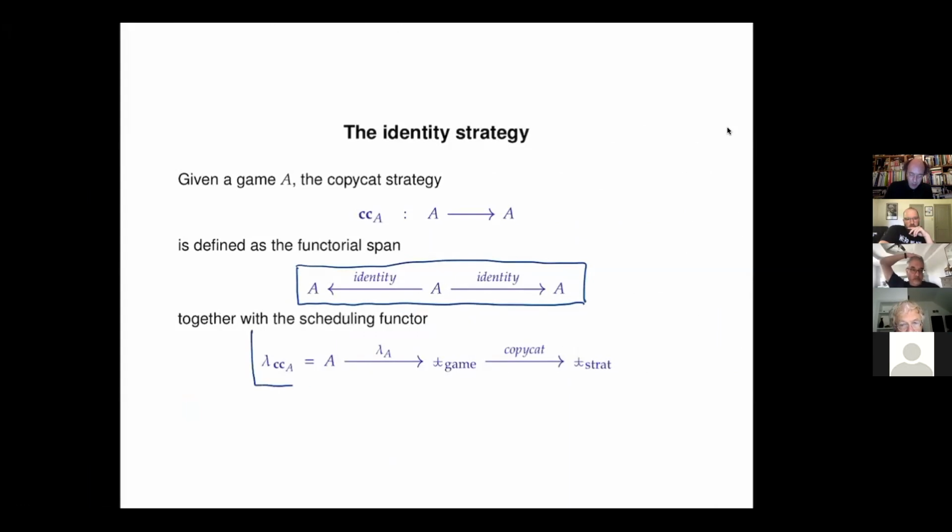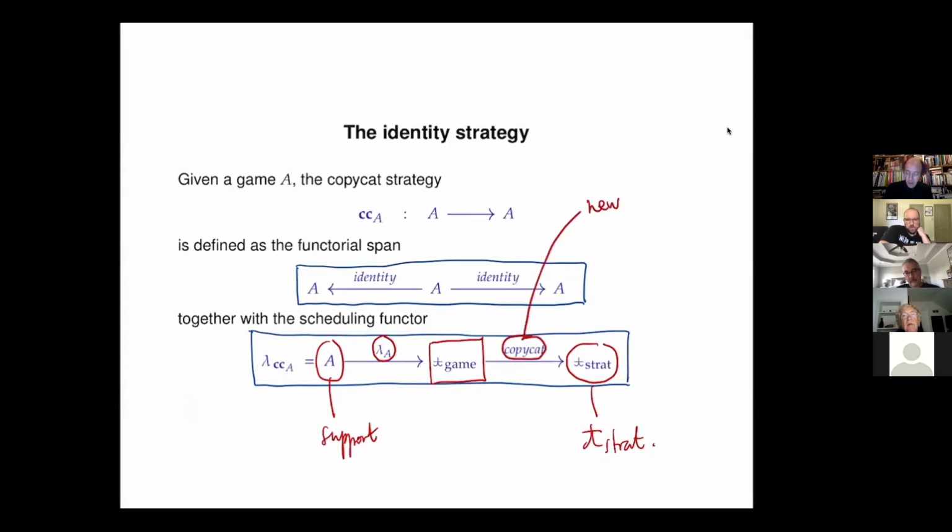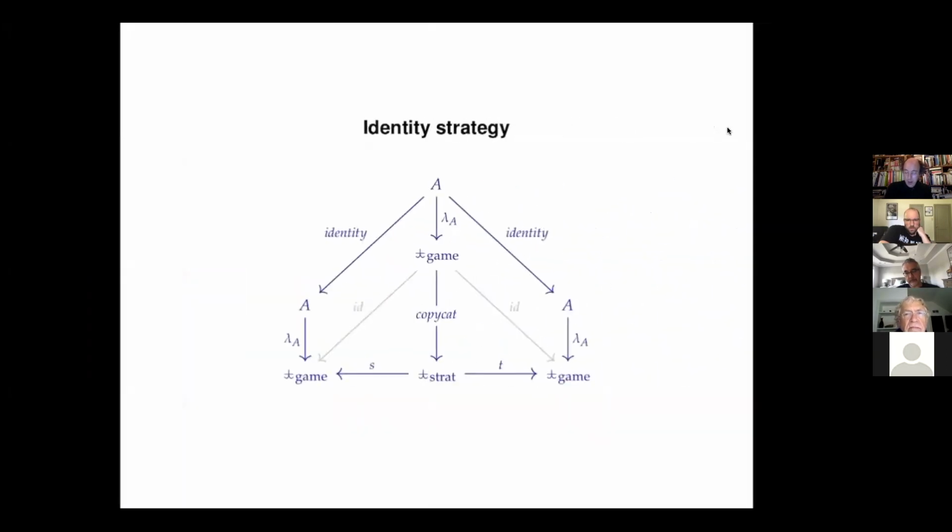together with this functor, which, remember, has to go. So A is the support here. So this is the support of the strategy, and it has to go to the template of strategies. So it does so in two steps. First, we use the polarity functor into the template of games, and then this new functor here, which I've just introduced. And so this is the identity strategy.